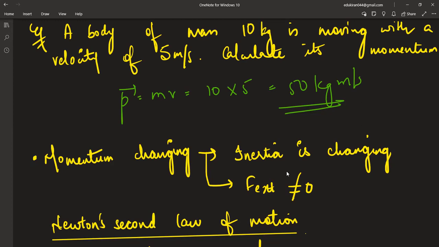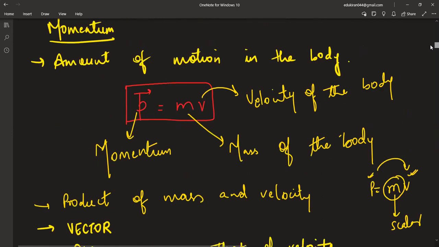And when the momentum is changing, the external force is not zero. This point will be clear in the next section, Newton's second law of motion. First, note down momentum, the basic formula, then I'll discuss Newton's second law of motion. Make the heading momentum. So in your exam, you have to write this definition and this definition if it comes.